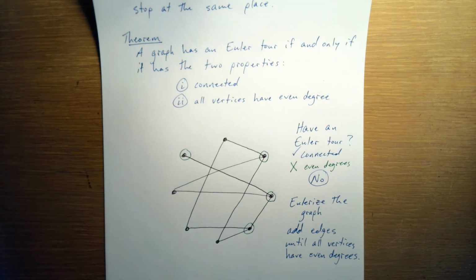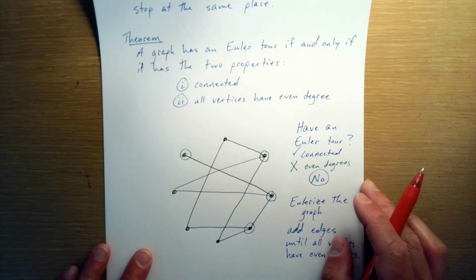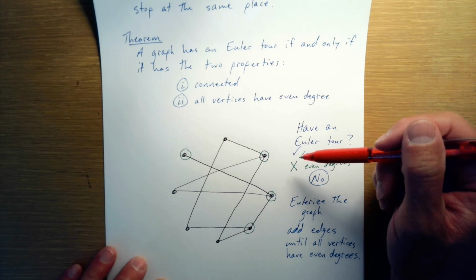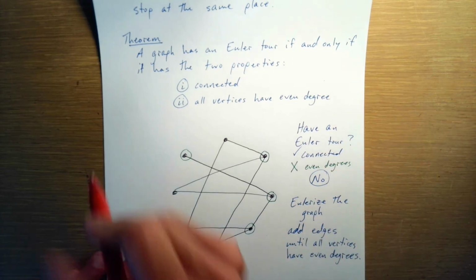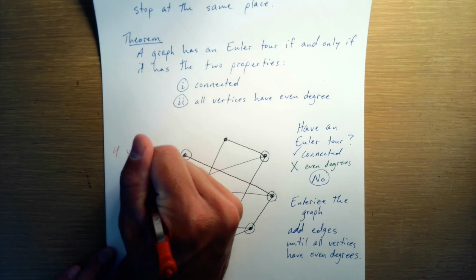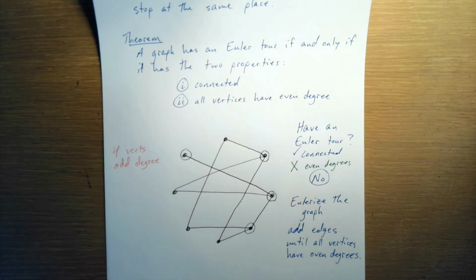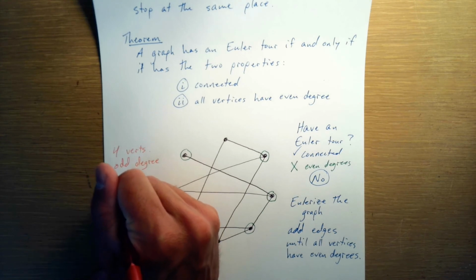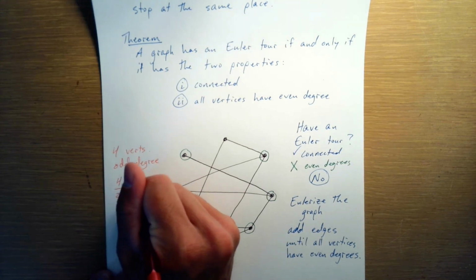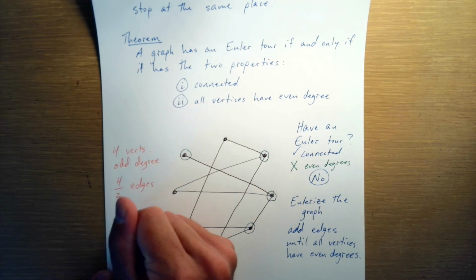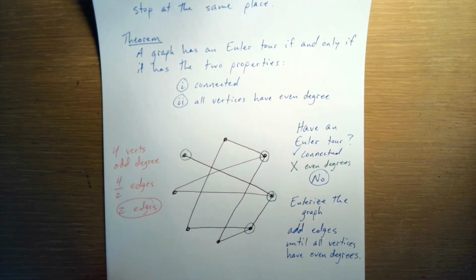So I want to add some edges, and I want to add the fewest number of edges possible. Since we have 4 vertices of odd degree, the best we could possibly hope for is adding 4 divided by 2 edges. So in other words, 2 edges. Adding 2 edges is the theoretical best that we could do. So if we can get away with adding 2 edges, then we've Eulerized the graph in the minimum number of edges possible.